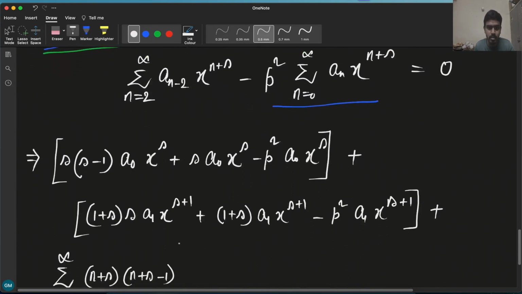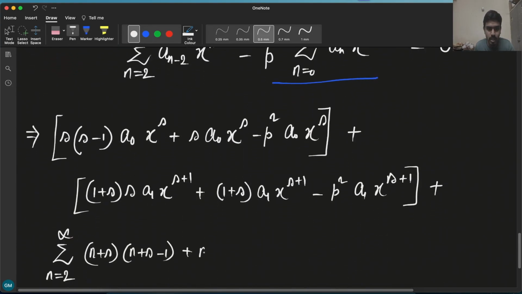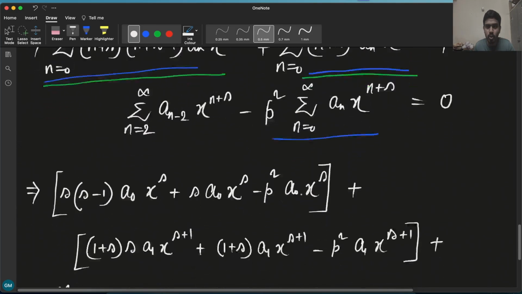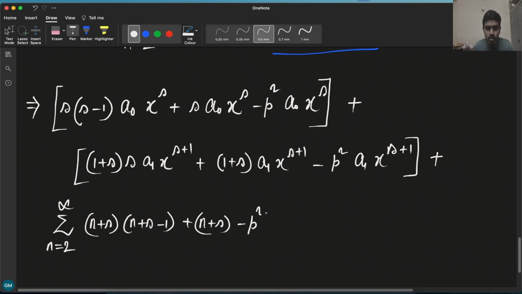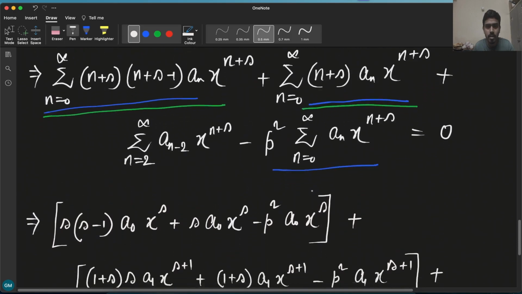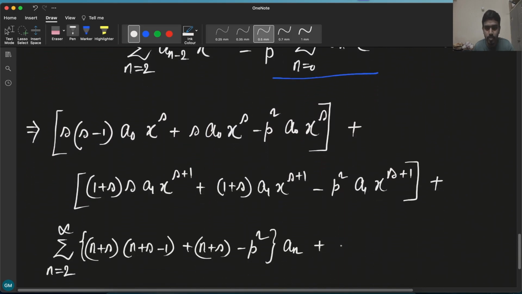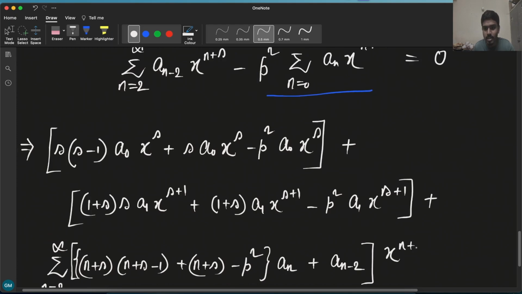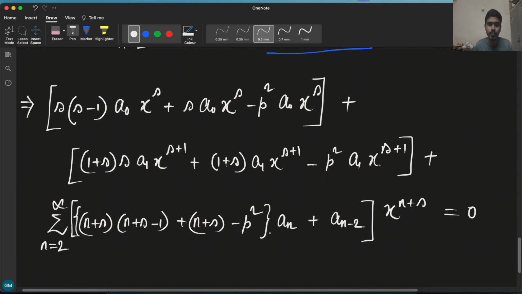It will be plus n plus s minus p square times an plus an minus 2, whole multiplied with x to the power n plus s equals to 0.